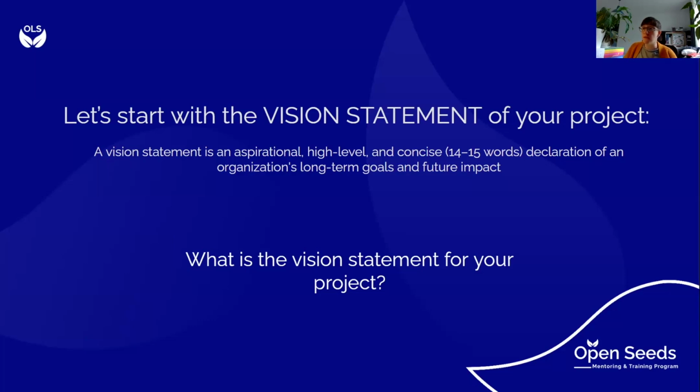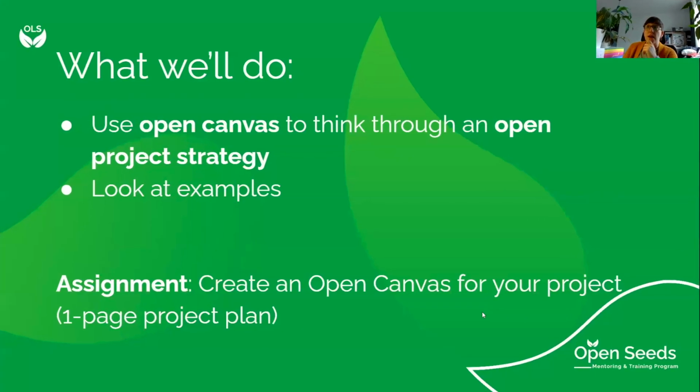And again, when I'm saying project, it can be whatever you want in your mind. What we are going to do next is use the open canvas to think through the open project strategy. So we are going to use that vision statement, and we're going to go from a high level to a more low-level way to think about your project. And again, this is the idea that you will do it by design. So we will check some examples. And ideally, you will use it, as I said, from your own project. This is a one-page project plan. We are just going to start today on this.